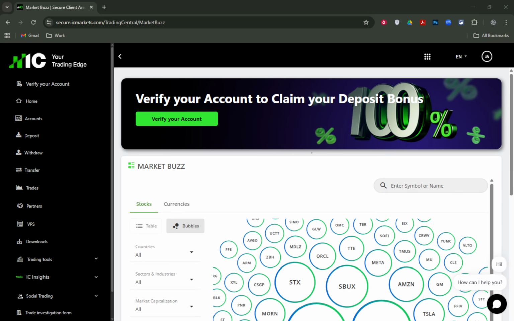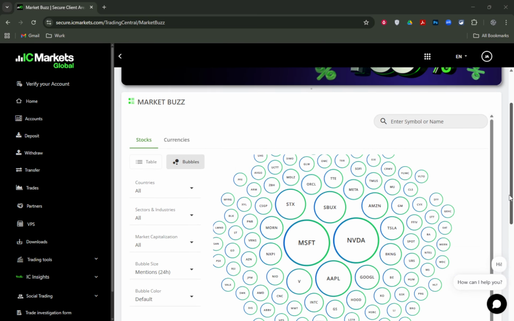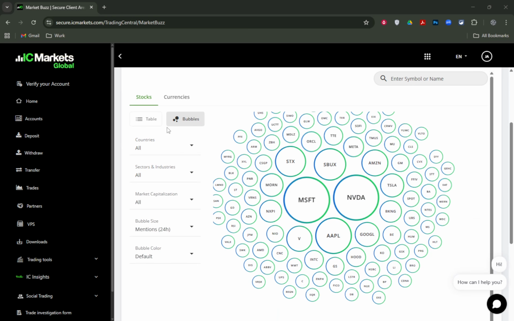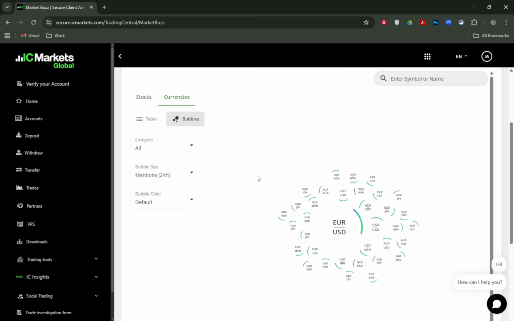A quick but important reminder: Trading Central is a tool for analysis, not guaranteed signals or advice. IC Markets provides it for informational purposes. Use it to enhance your research, combine it with your own rules, and always manage risk.